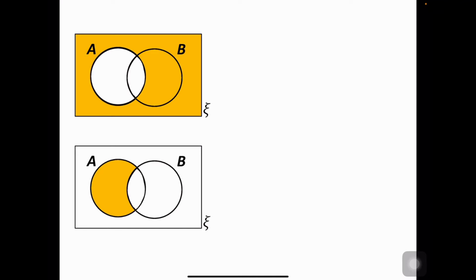Now, on the top left Venn diagram, you can see that we've shaded in everywhere outside of A. So this is represented by this symbol. This means the complement of A. So the complement of A, in other words, just not A. The data point can be anywhere on the Venn diagram as long as it's outside of A.